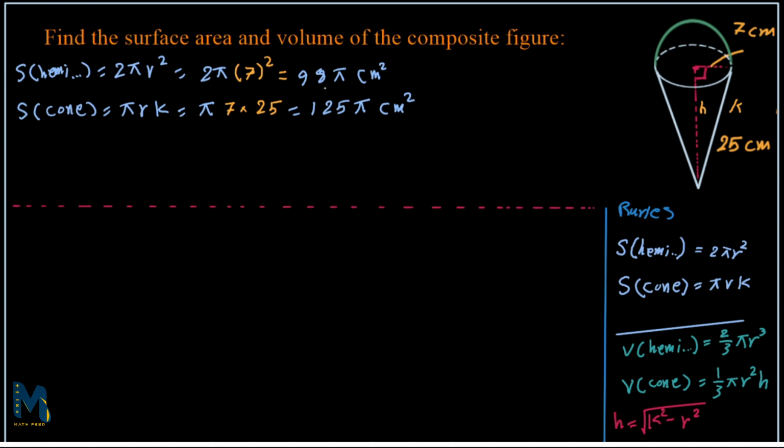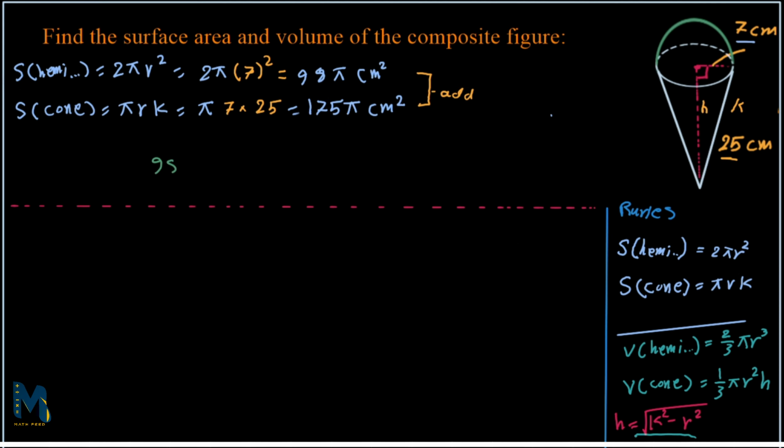But in here we have both of them individually. But our question asks for the surface area of a composite figure. So we have to add them together. Add both of them together. So we have 98 pi plus 175 pi equals 273 pi centimeter square. This is how we find the surface area.